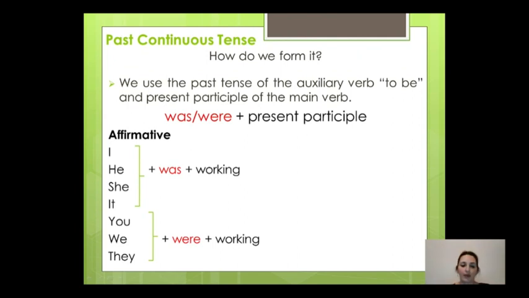Do you notice something? Working. Look at working, the present participle. Does it change? No, it doesn't. It stays the same. The only thing that alters here is the past tense of the auxiliary verb be, so was and were. We change that. The present participle stays the same.